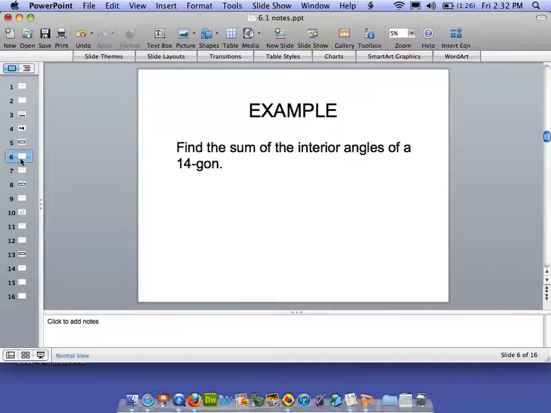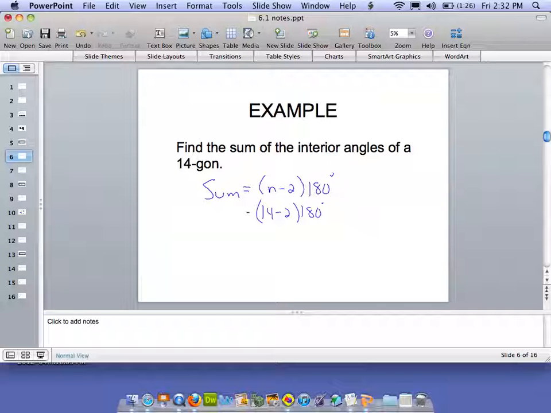So if I'm looking for the sum of the interior angles of a 14-gon, since we don't have a name, if it's 14 sides, we simply call it a 14-gon. We're going to say the sum equals n minus 2 times 180, or 14 minus 2 times 180, which is equal to 12 times 180, or 2,160 degrees. So if my figure has 14 angles, those angles are going to add up to 2,160 degrees.